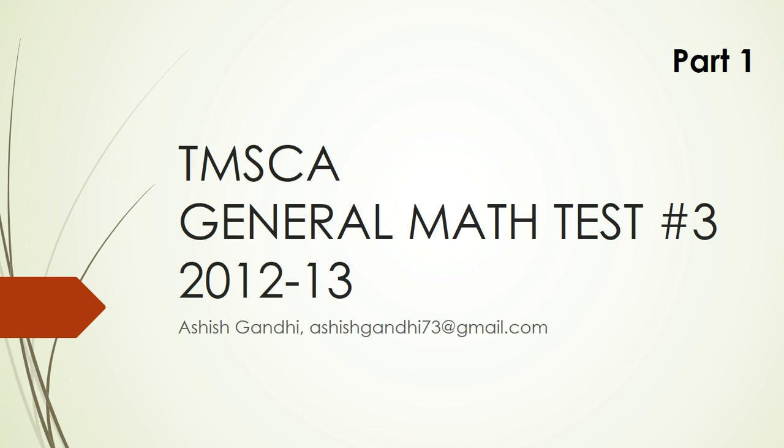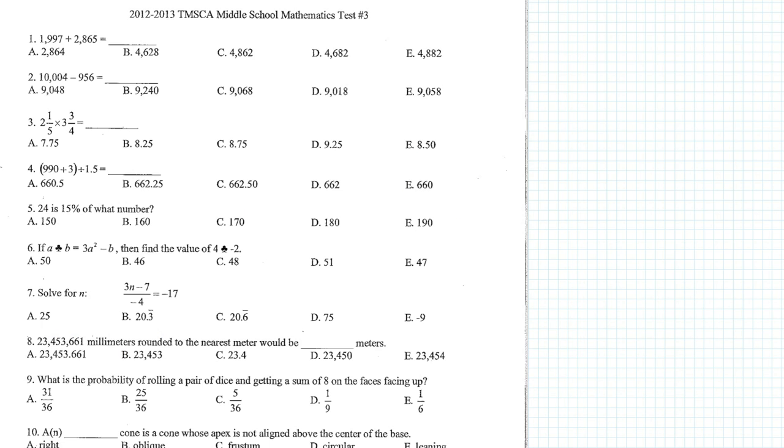Hello guys, today we will be looking at the general math test number 3 from the year 2012-2013. Question 1. Sum of 1997 and 2865.